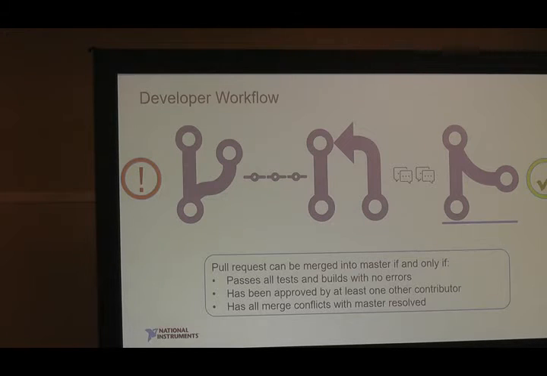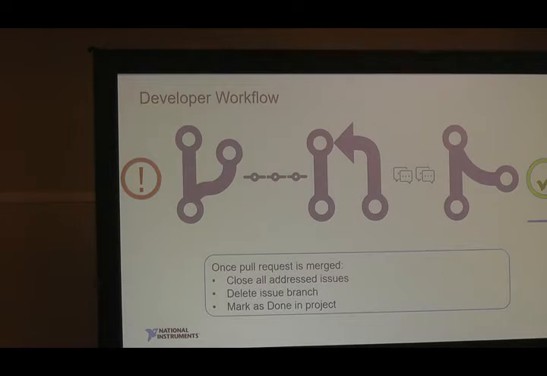And the key one is that there's no merge conflicts. You've got to do it in your branch first. Branches get messy, master is never messy. Master can be shipped today, at any time. And that's the whole point of this. And then once we're done, we get rid of the branch, close everything out, mark it as done on the project side. Enough PowerPoint. Let's actually do it.